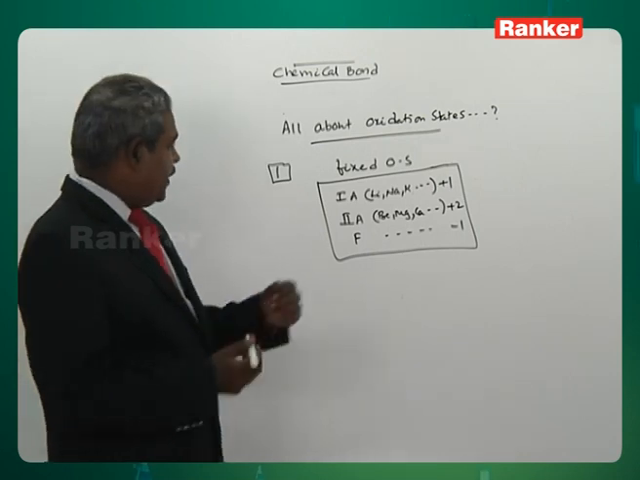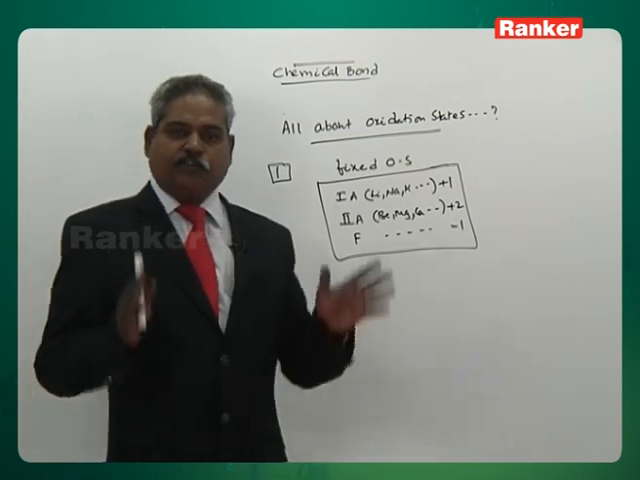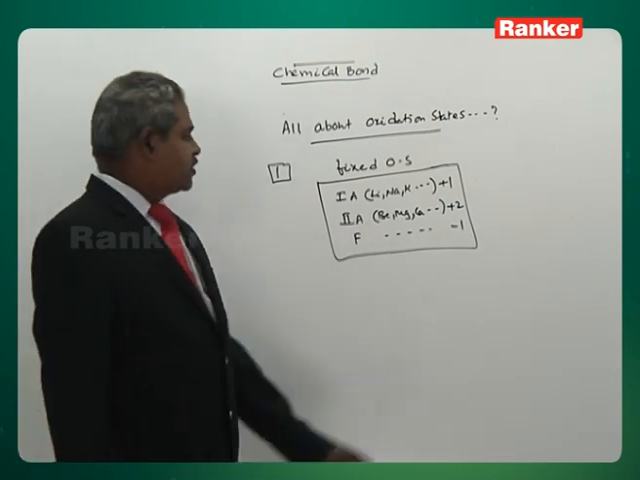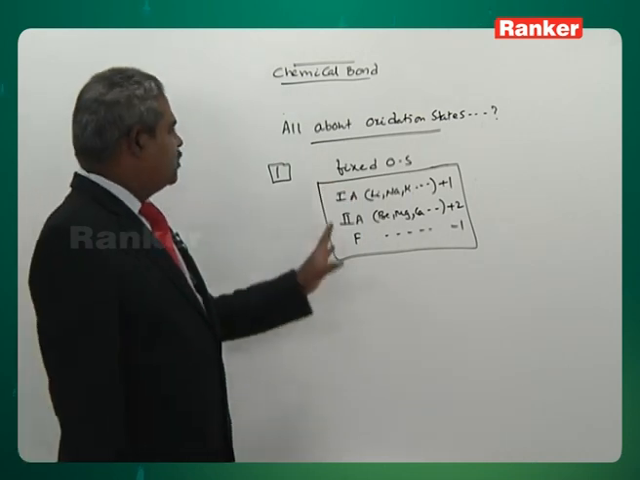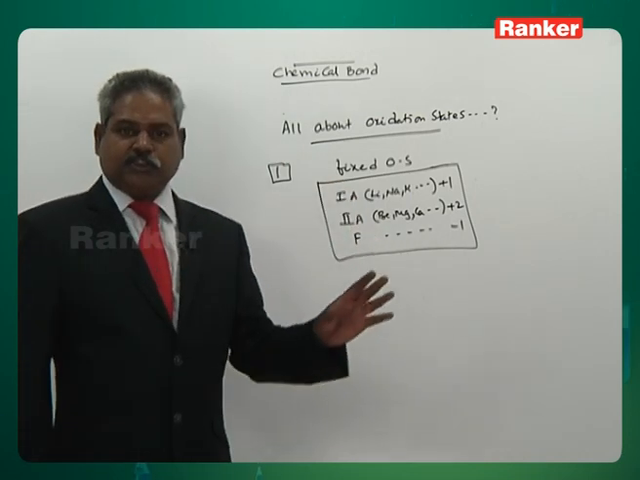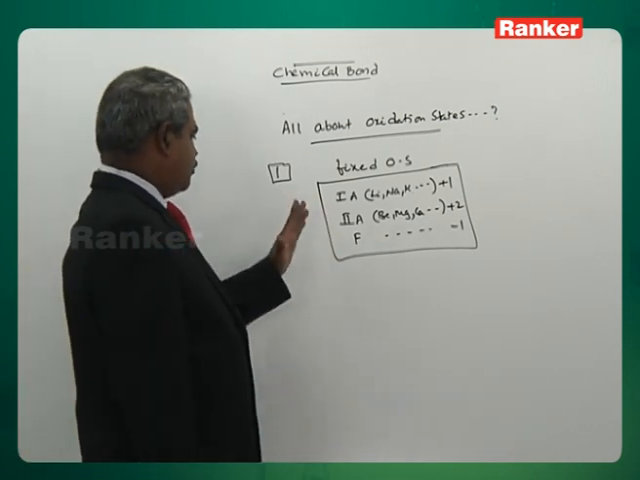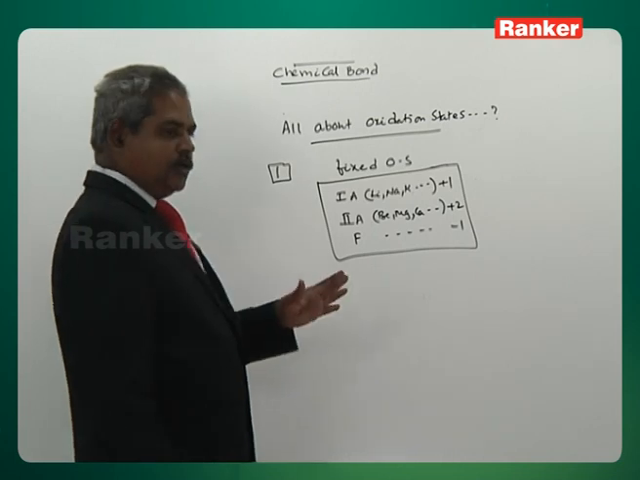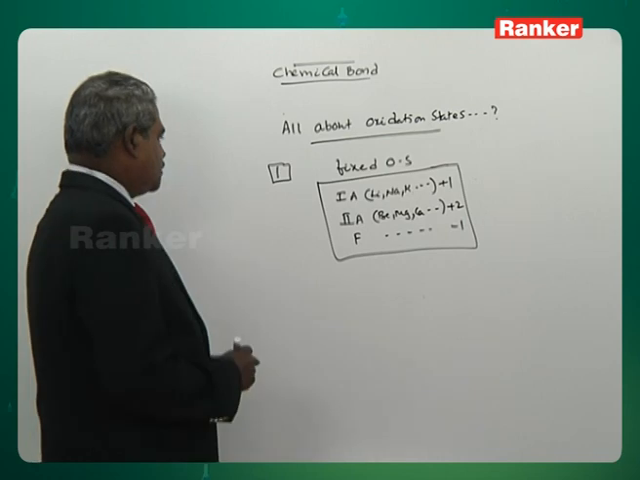But let us not make this list too long. First, realize that certain elements have fixed oxidation states, whereas certain elements don't have fixed oxidation states. It's enough if you know 1A, 2A, fluorine, and a few others. Don't make this list too long, is a warning here. Now, this is the first rule.